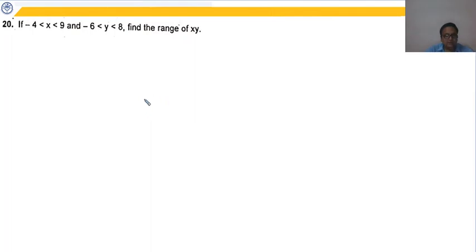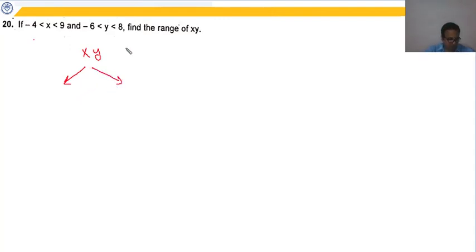Now, the 20th question. It says x lies between minus 4 and 9. X varies from minus 4 to 9, and y takes values from minus 6 to 8. We have to find the range of xy, that is, the minimum value as well as the maximum value.